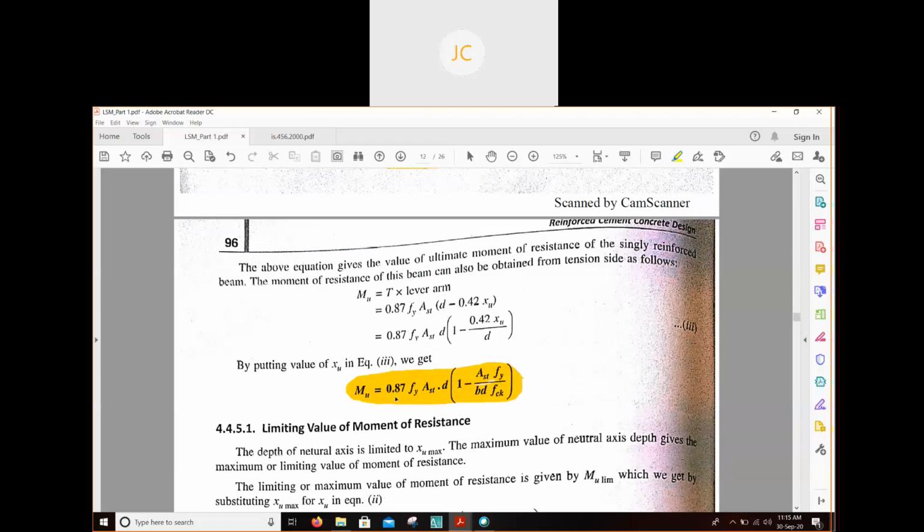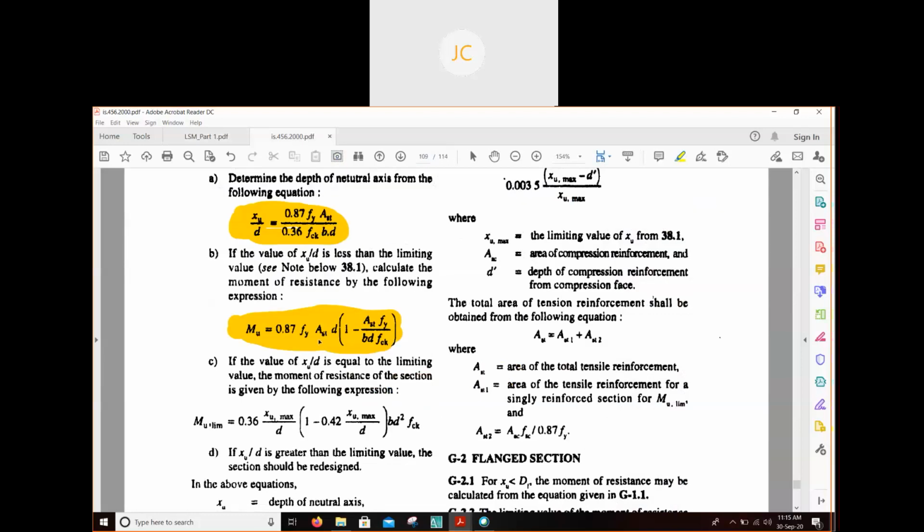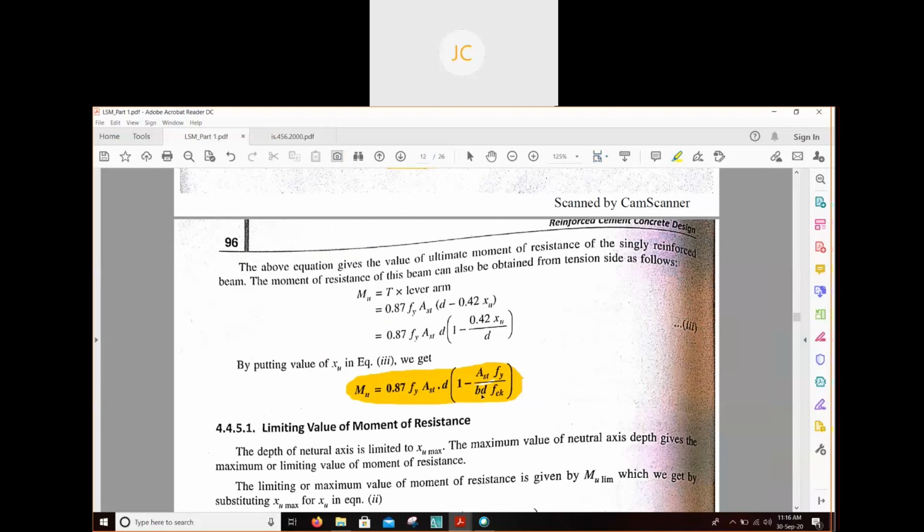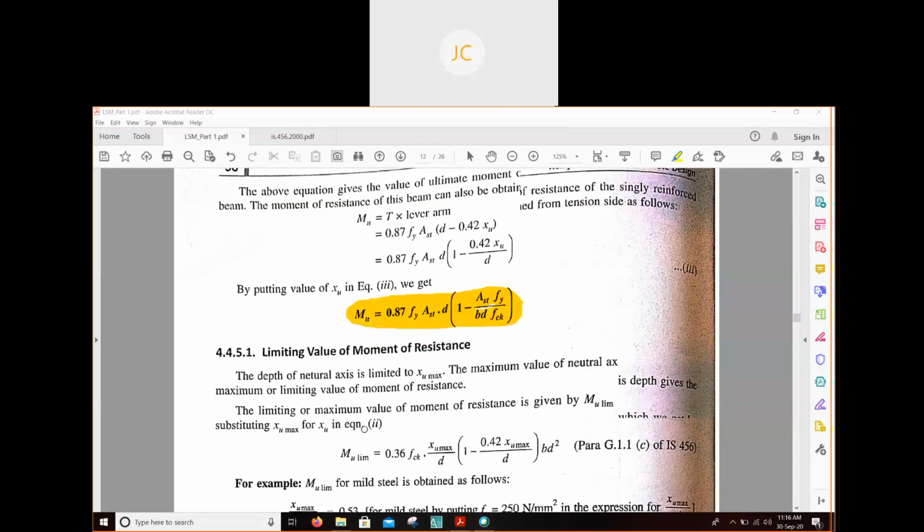This is our stress into lever arm. If you take D common, then finally you will get this, which is given in IS 456. This formula, 0.87 fy Ast d. Next, another term we have got, which is our limiting value of moment of resistance.